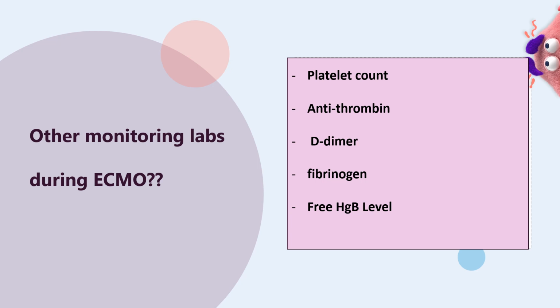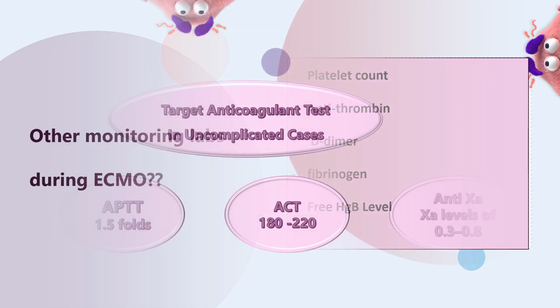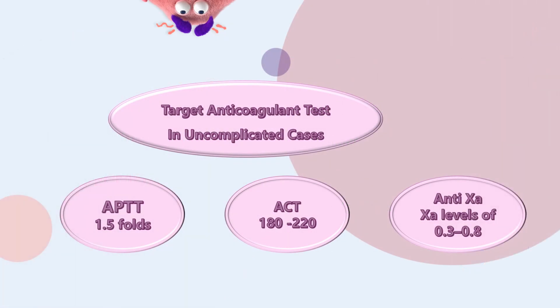Other monitoring labs needed during ECMO include platelet count, antithrombin, D-dimer, fibrinogen, and free hemoglobin level. The target anticoagulation in an uncomplicated case: for aPTT, 1.5-fold; for ACT, activated clotting time, 180 to 220 seconds; and for anti-activated factor 10, we should target a level of 0.3 to 0.8, whatever the test you are used to.